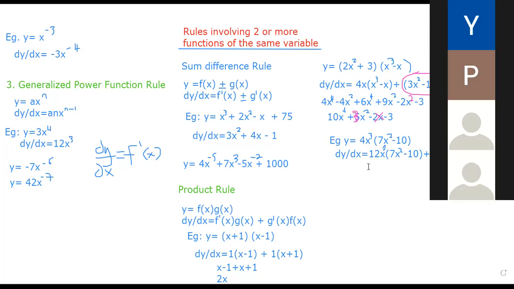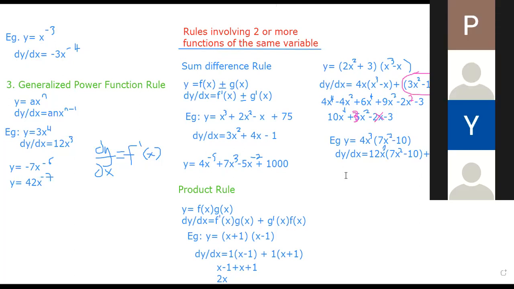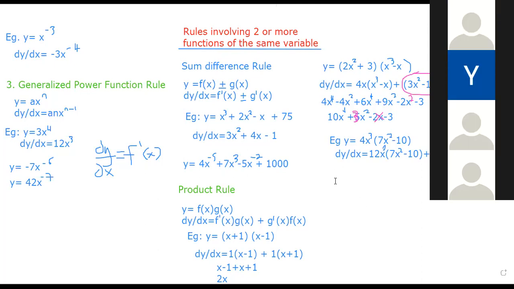So 12 times 7, what do you get? 84. Yes. So 84x to the power of 2, minus 12 times 10, 120. X squared. Is it 12? X to the power 4. Thank you.